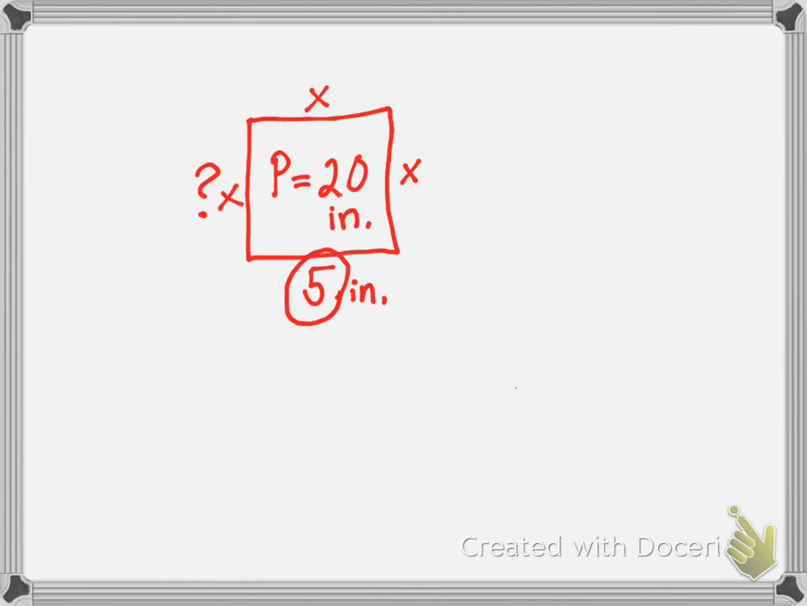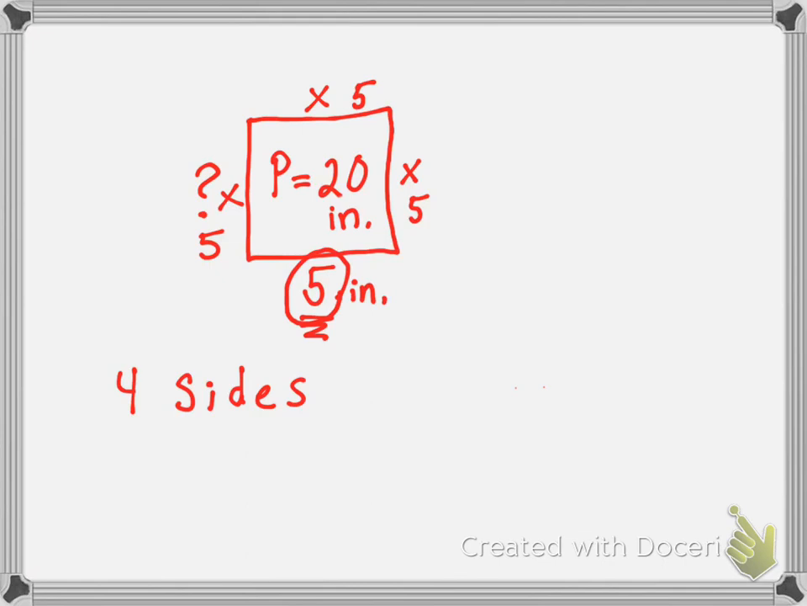How did we get a perimeter of 20 inches? Well, remember, how many sides are in a square? There are 4 sides in a square. So if this side is equal to 5, don't you remember that all sides are equal in a square? So this side would be 5. This side would be 5. This side would be 5.